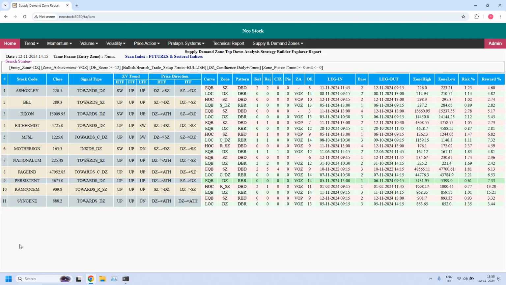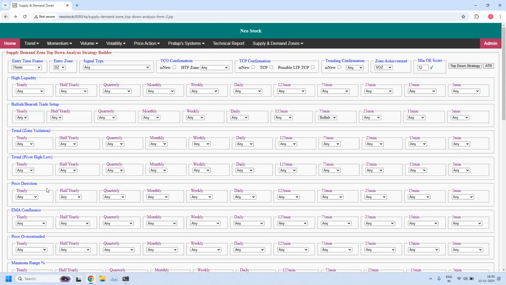Because they are part of the daily, if those daily demand zones have daily EMA confluence, those zones are even more high probability setup stocks, because the daily trend is uptrend. Daily means ITF zones. So let's verify EMA confluence at the daily time frame. Why daily? Because these 75 minutes demand zones are part of the daily demand zones.